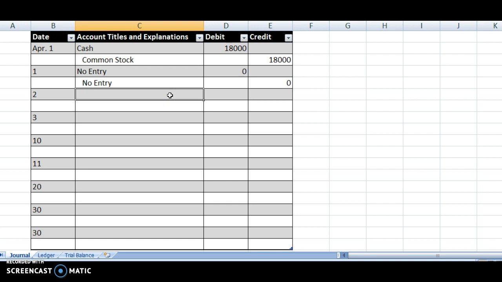Then on April 2nd, we paid office rent for the month of $900. Okay, so rent expense here is being debited by the $900, and cash is being credited because we are paying it out. So it's credited $900. On the 3rd, we purchased architectural supplies on account from Brigham Company of $1,300.